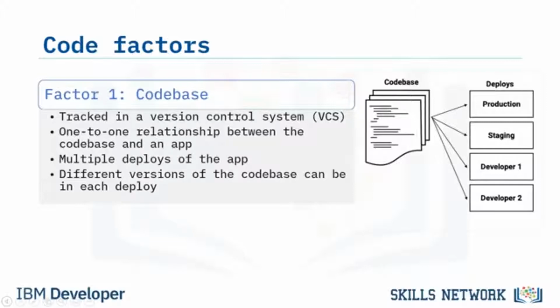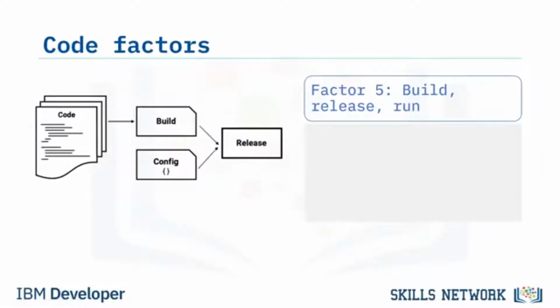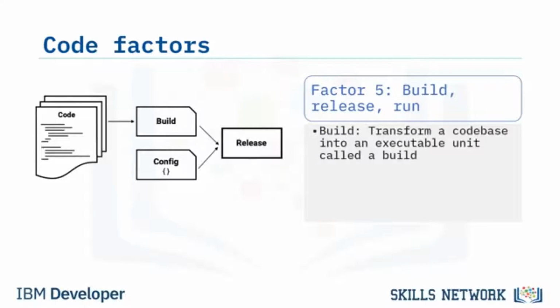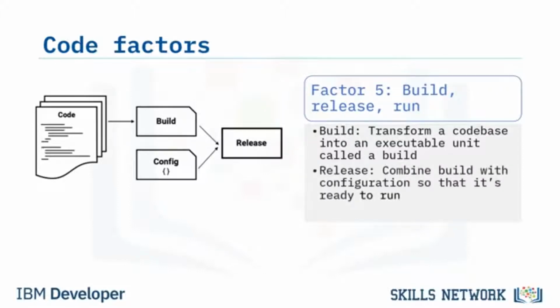Next is Factor 5, Build, Release, Run. This phase demonstrates how a code base becomes a production deploy. The build stage compiles code, gathers dependents, and then transforms the code base into an executable unit called a build. The release stage combines the build with the deployment's current configuration so that the code is ready to run. Then, the run stage implements the application.